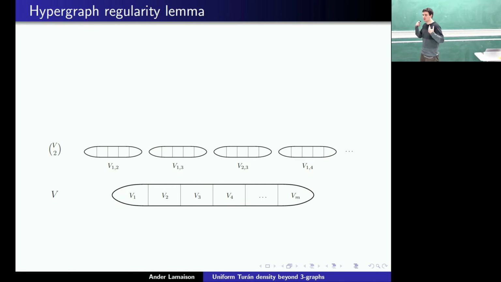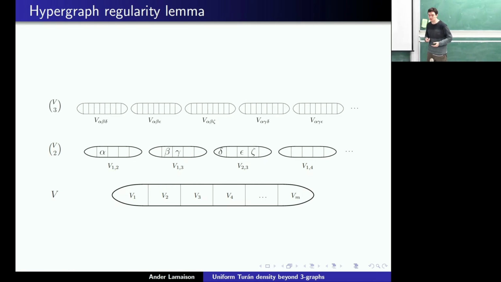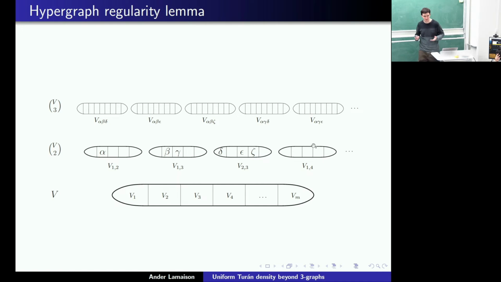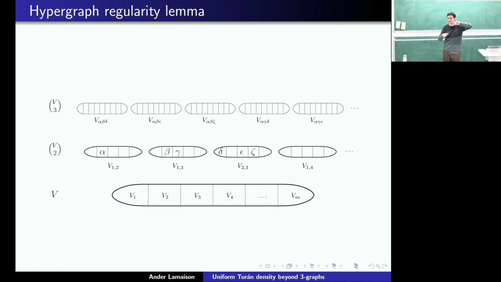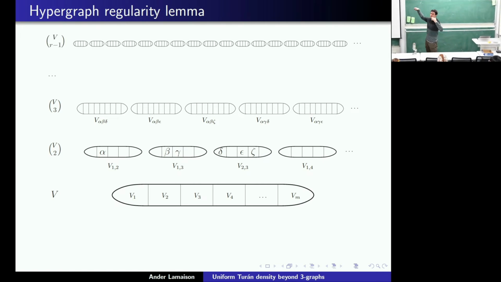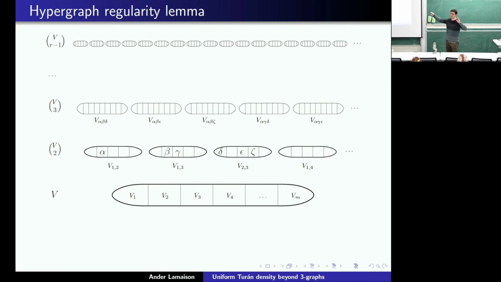If you are working with 4-uniform hypergraphs, you also get a partition of the set of triples of vertices, which refines the second layer in the sense that triples of vertices here have one pair in this part alpha, one pair in this part beta, one pair in this part delta, for example. So each layer essentially is a refinement of the previous one. And if you're working with R-uniform hypergraphs, you go all the way to partitioning (R-1)-tuples of vertices.